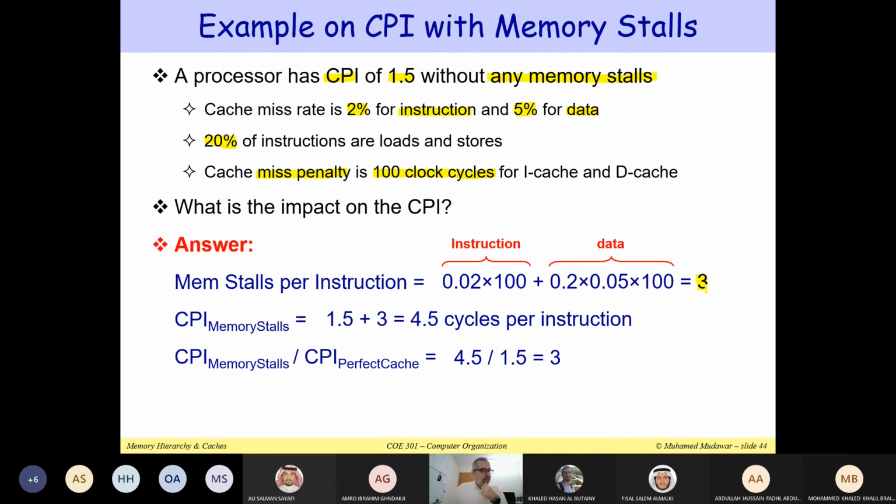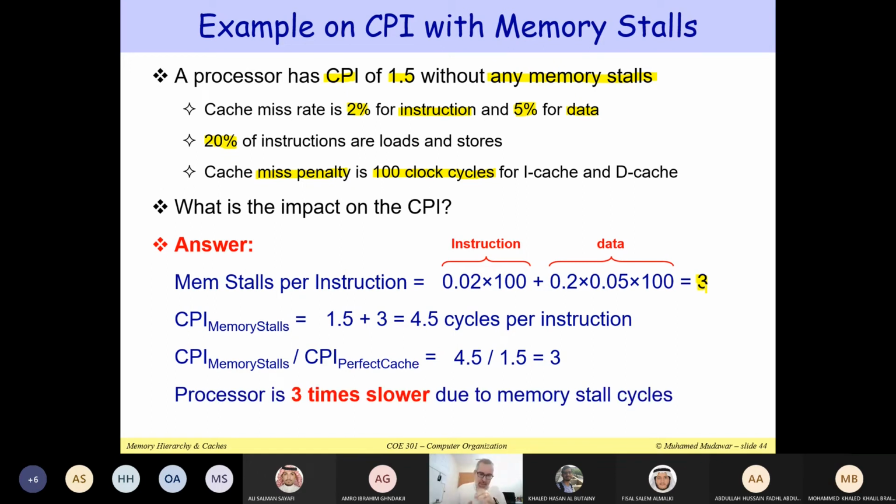For example, if the program took, let us say, 1 minute to execute and complete the entire program, now it's going to take 3 times longer. 3 minutes. So it is 3 times slower now. So the processor now is 3 times slower due to the memory stall cycles. So that's what it means.